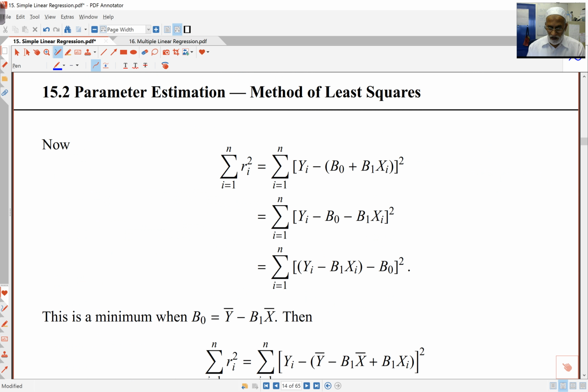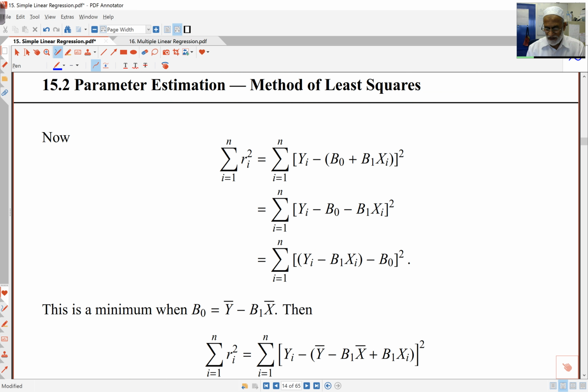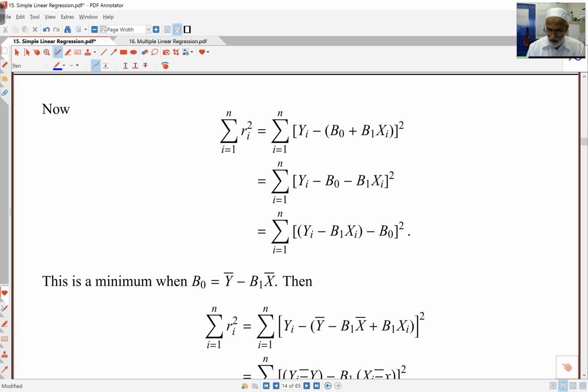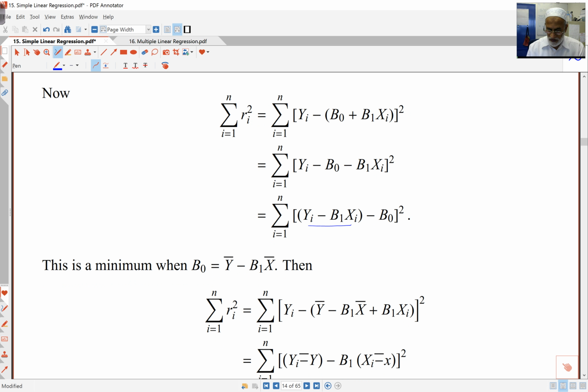So the Ri squared expression is yi minus b naught plus b1 xi, whole squared. And I'm going to rearrange this. So I write it as yi minus b1 xi minus b naught, squared. Now, the first thing I'll use is the fact that if I've got something like this here with data yi minus b1 xi minus something else squared, that is a minimum when this something else is equal to the average of those. So b naught is y bar minus b1 x bar. That gives us b naught.